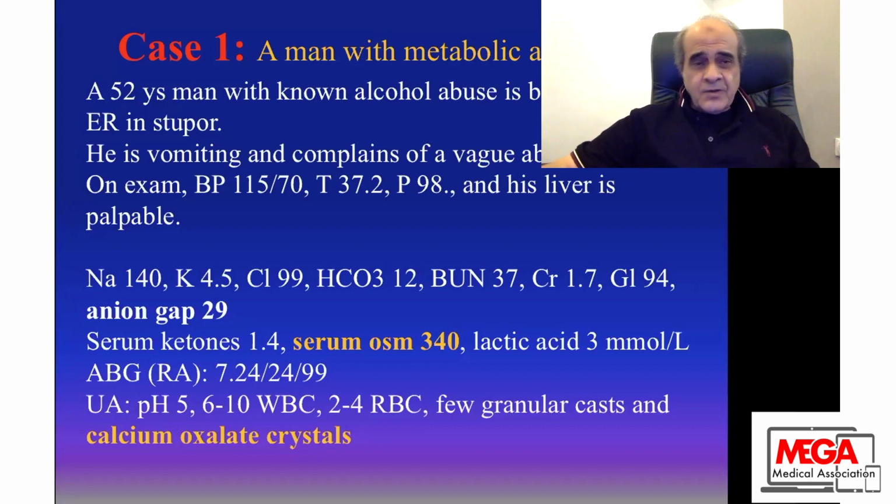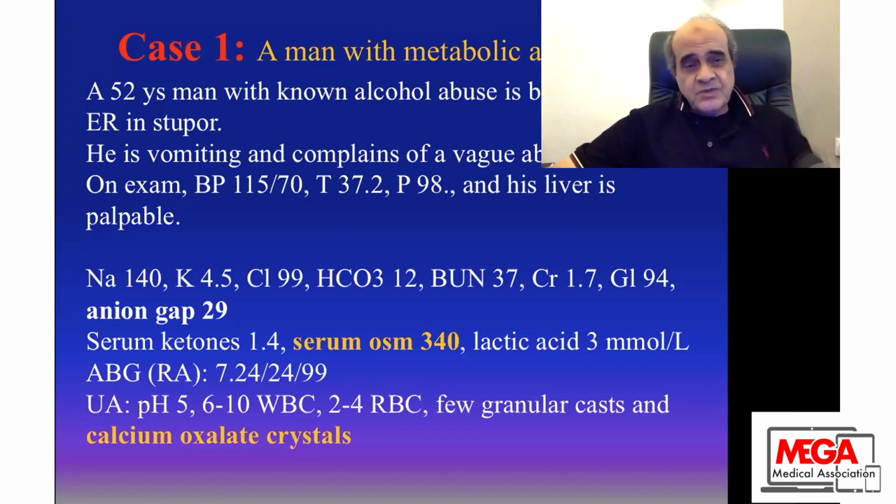Of course, the anion gap, sodium minus the bicarb and chloride, will give me a high anion gap metabolic acidosis, 29. Serum ketones 1.4. And I think it would be better to estimate the beta-hydroxybutyric acid, not serum ketones, because it misses the main ketone in the body, which is beta-hydroxybutyric. Serum osmolarity 340, and this means there is a high osmolar concentration. There is an osmolar gap.